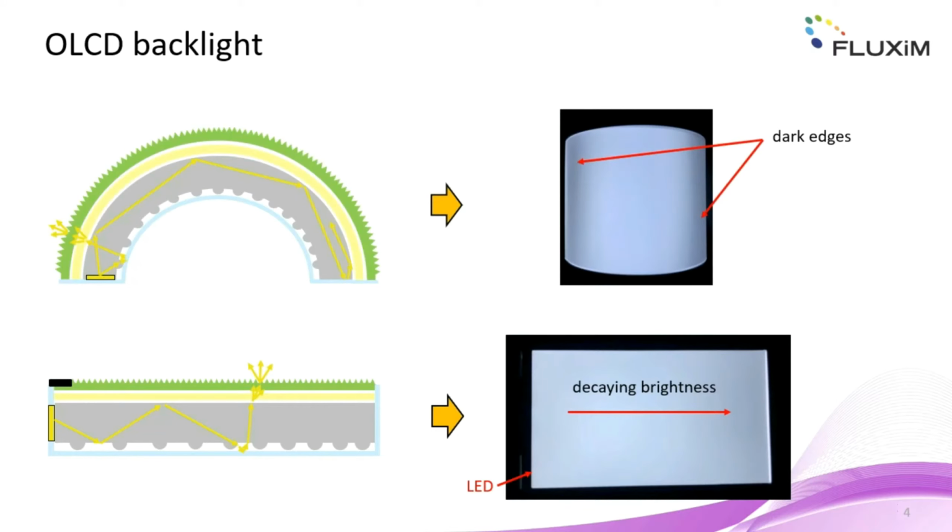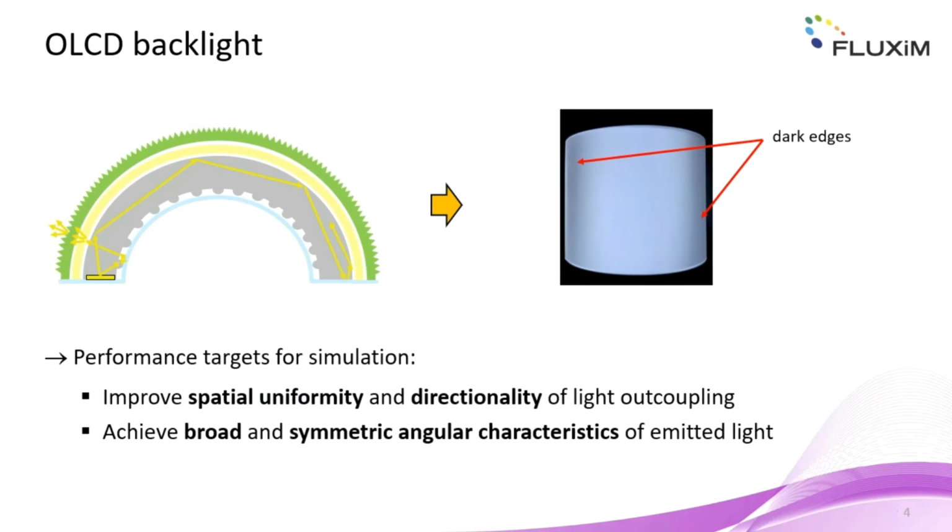In the case of a strongly curved backlight unit, on the other hand, the internal angular distribution of the light in the light guide as well as the directional characteristics of the light outcoupling are drastically altered. In addition to the uniformity of the spatial intensity distribution and of the angular characteristics, there is therefore also the aspect of directionality of the light outcoupling to be considered as a simulation target.